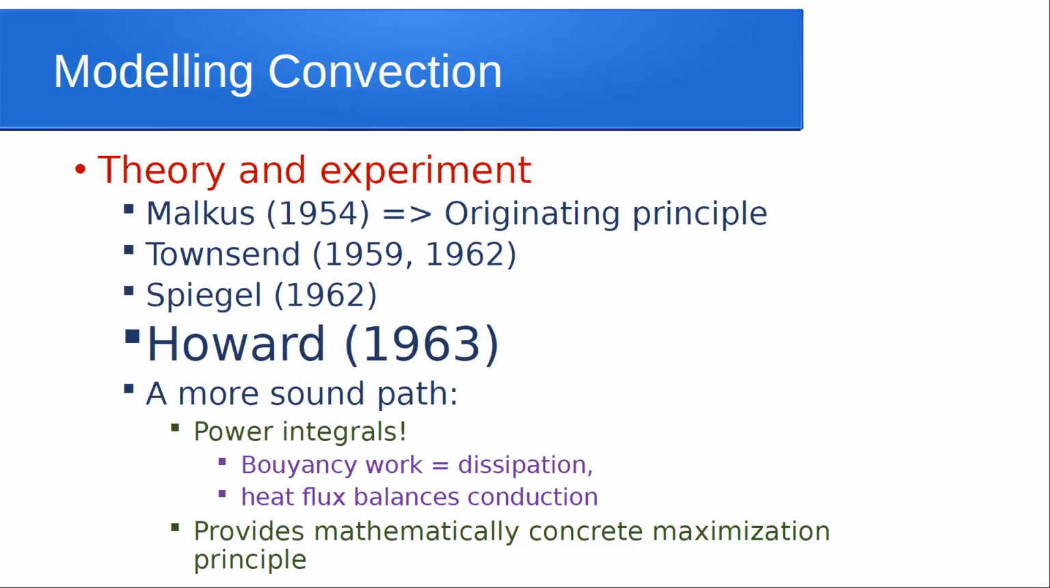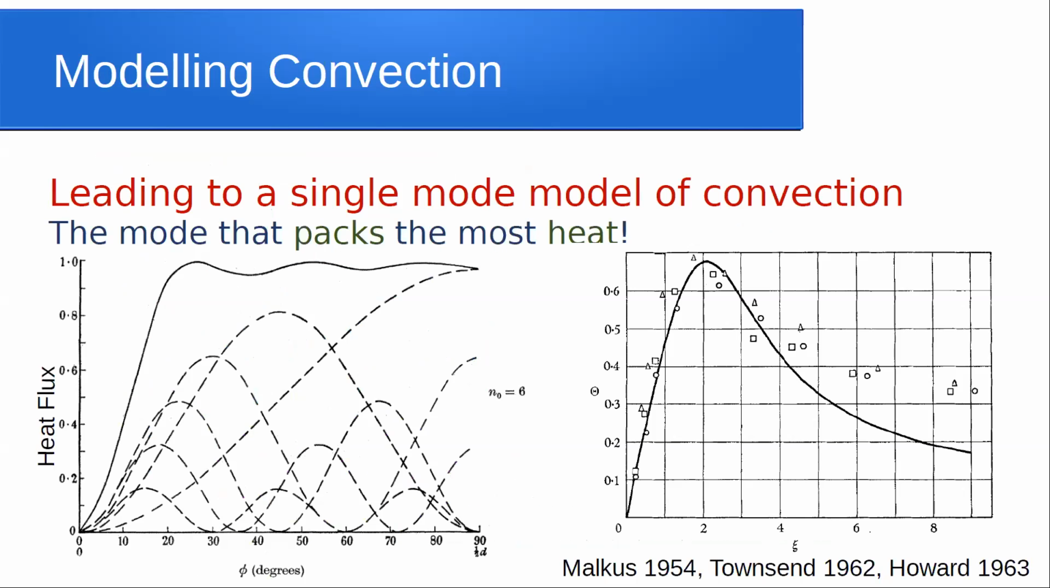If you have a very low viscosity. And it also provides a mathematically concrete maximization principle, which is key. Okay, so I've been talking about this heat flux. So that's this guy here. So what you're seeing here is half the domain effectively.